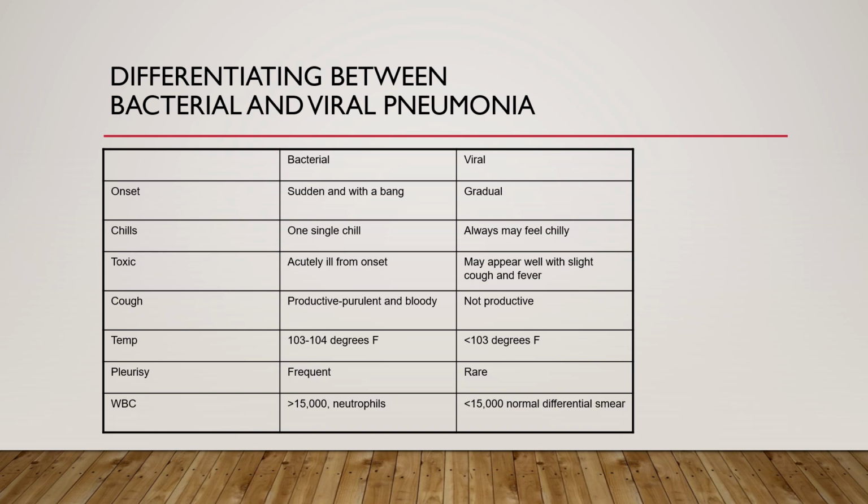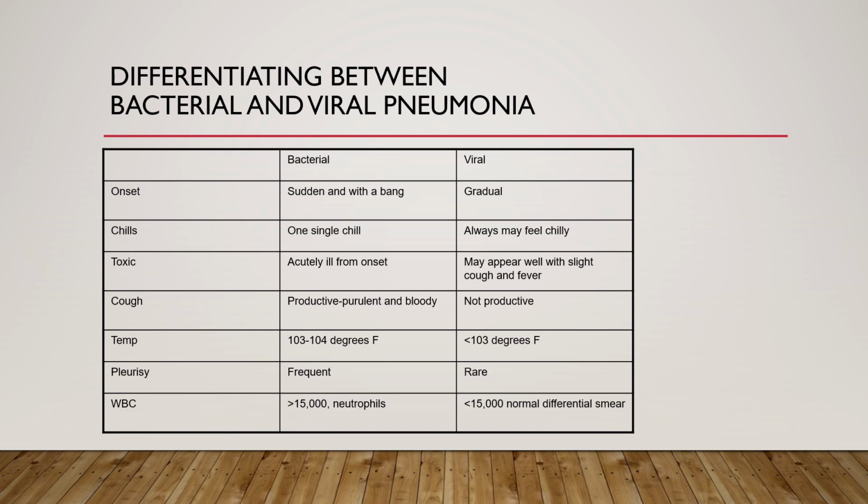Let's take a look at bacterial versus viral pneumonia and what the symptoms and onset look like. In a case of bacterial pneumonia, the onset is sudden, with a bang, and in viral pneumonia, it comes on gradually. You have one big single intense chill with bacterial pneumonia, and you may feel a little bit chilly when you have viral pneumonia. You're acutely ill from the onset with bacterial pneumonia, and you may appear well with a slight cough or fever initially with viral pneumonia.